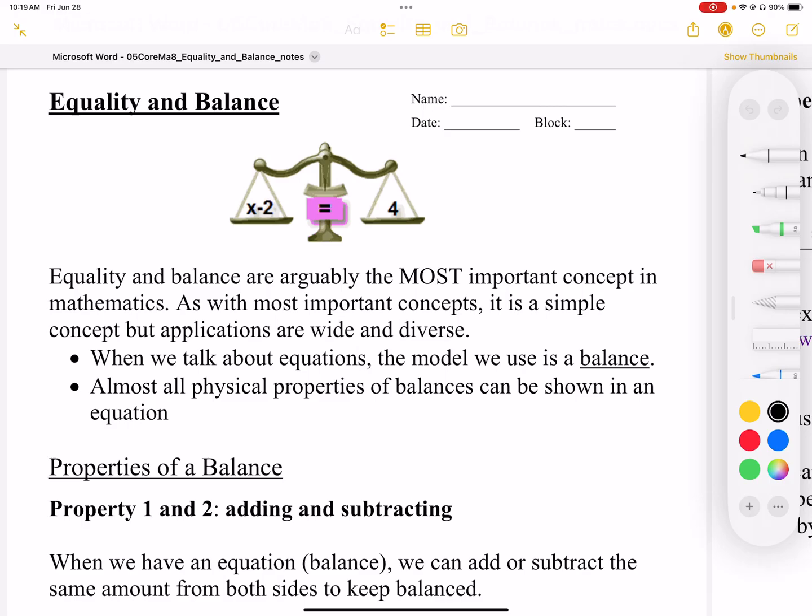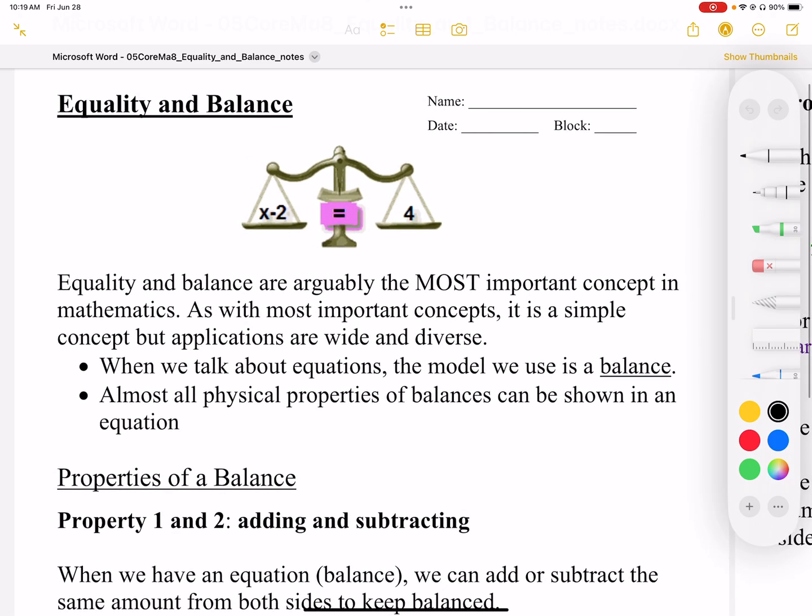In math, equality and balance are really the same thing, and equality and balance are arguably the most important concepts in math. And as with most really important things in math, they're relatively simple, but we use them all the time. So when we talk about equations, we're talking about balance, and the model we're going to use is a balance, and the picture that we're going to use is a balance.